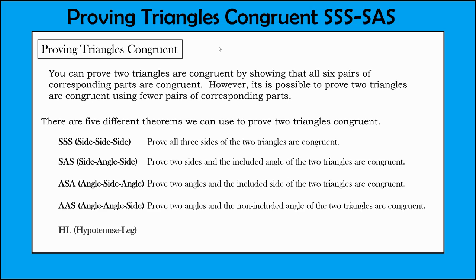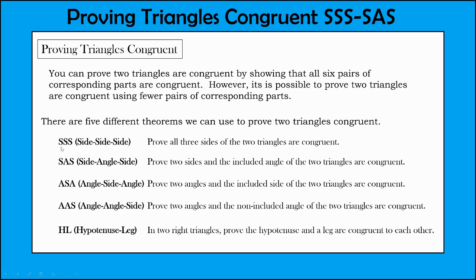The last one is called hypotenuse-leg, and this deals with right triangles. If you have a pair of right triangles, you already know you have an angle that's the same measure. This one says if we can prove that the hypotenuse and the leg in one triangle are congruent to the hypotenuse and leg in a second triangle, then those two triangles are congruent. So again, this is my full list: side-side-side, side-angle-side, angle-side-angle, angle-angle-side, hypotenuse-leg.